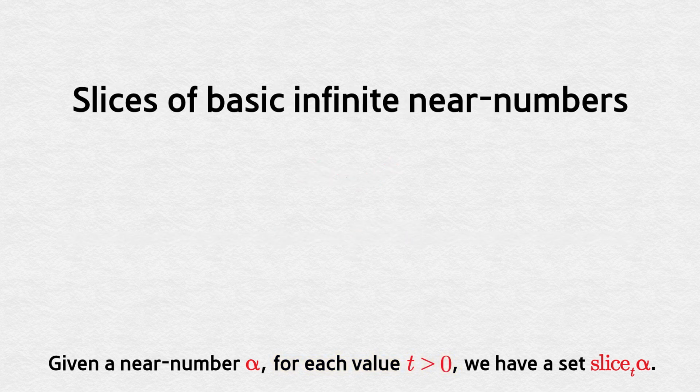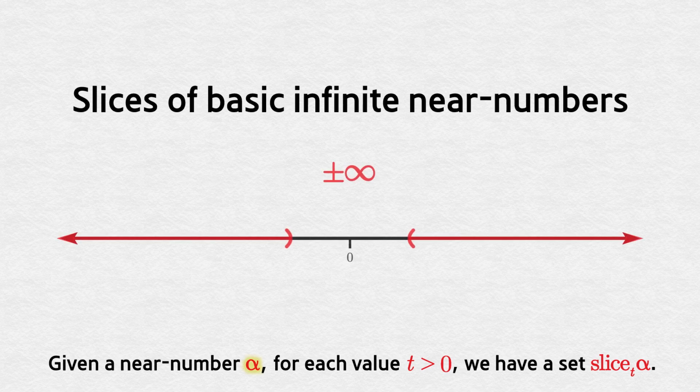To illustrate slices for basic infinite near numbers, let's look at positive negative infinity. For any positive t, this is what slice t of positive negative infinity looks like as a set. Note a little twist here. The measurement on the picture is 1 over t. This is because smaller values of t should get us closer to positive negative infinity. The smaller t gets, the larger 1 over t gets, pushing our slice farther and farther away from 0.